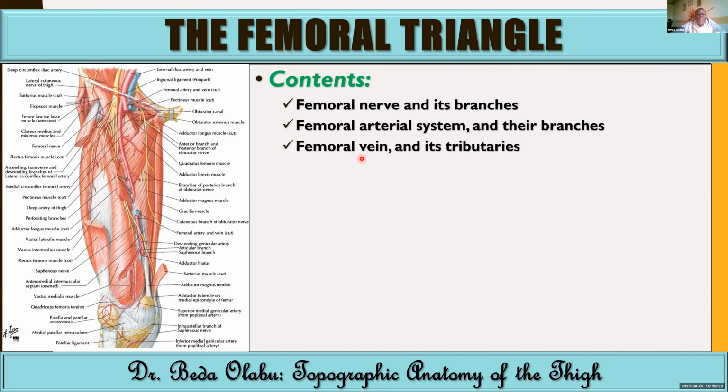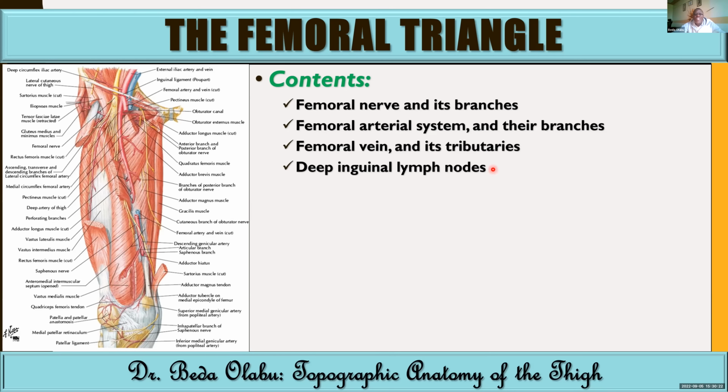We have the femoral vein and its tributaries. The tributaries of the femoral vein will accompany the branches of the femoral arterial system. They're also contents of the triangle, but remember also the great saphenous vein terminates into the femoral vein. The great saphenous vein is therefore also partly, the termination of it, a content of the femoral triangle. We have deep inguinal lymph nodes.